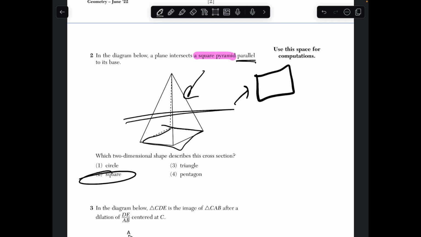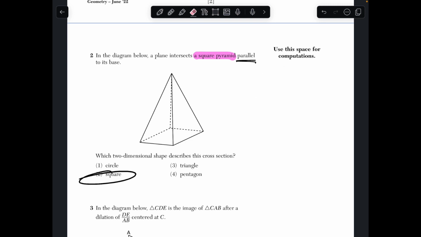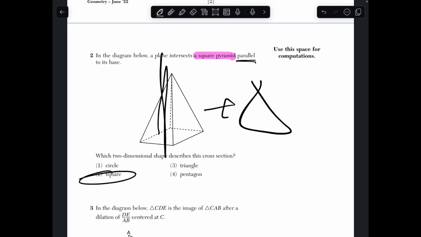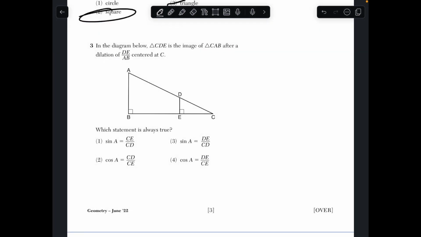The reason students go wrong with this problem is if they read it wrong. If you completely skipped over the parallel part, some students would think you would cut it this way, resulting in a triangle, but that is not right. So number 2. Question 3. In the diagram below, triangle CDE is the image of triangle CAB after a dilation of DE over AB centered at C. Which statement is always true?